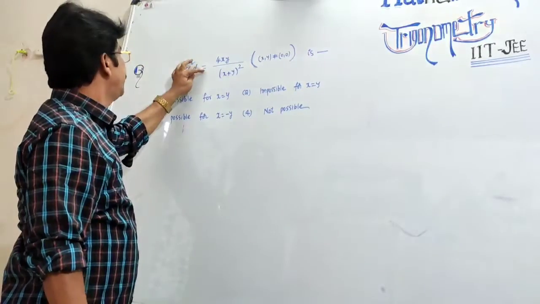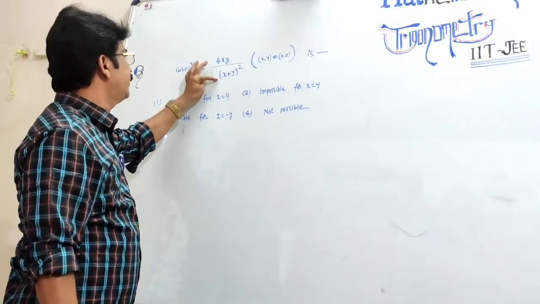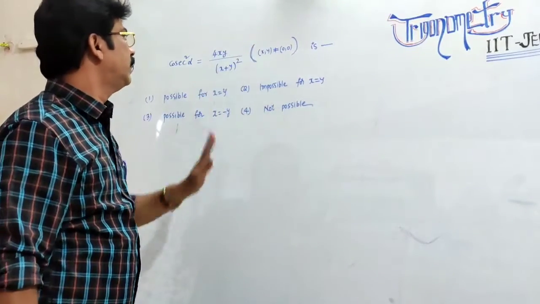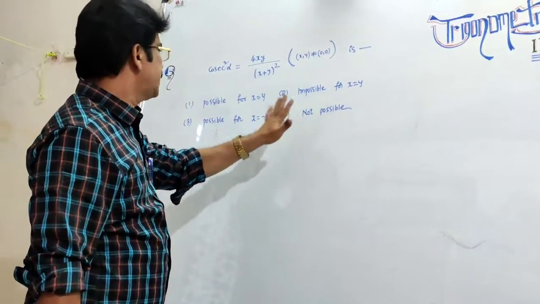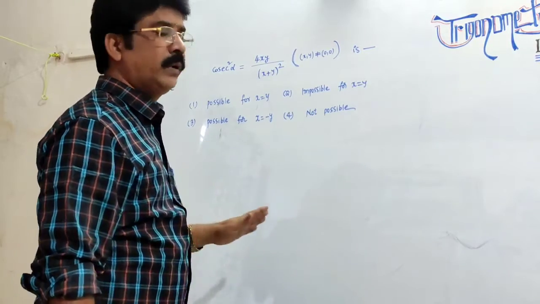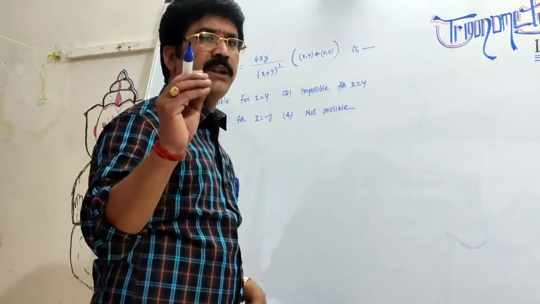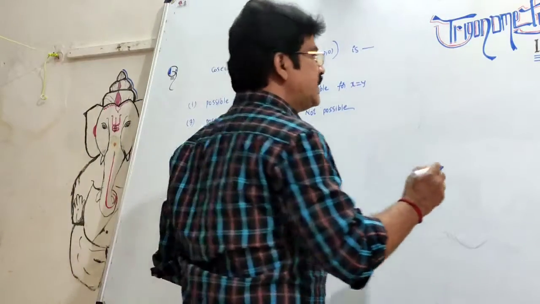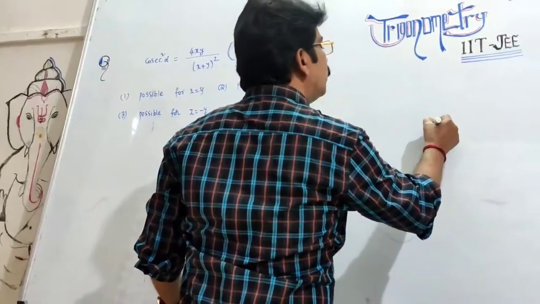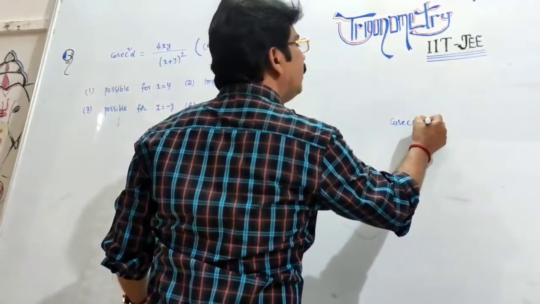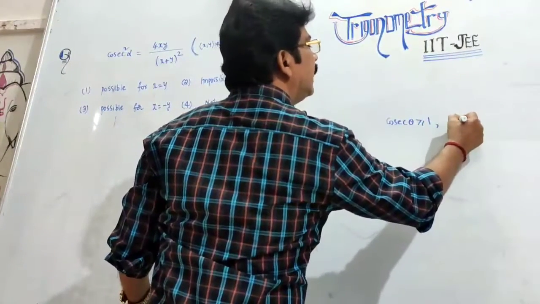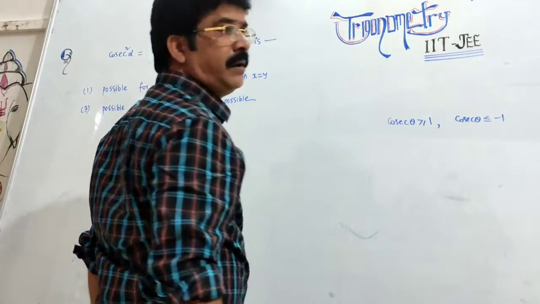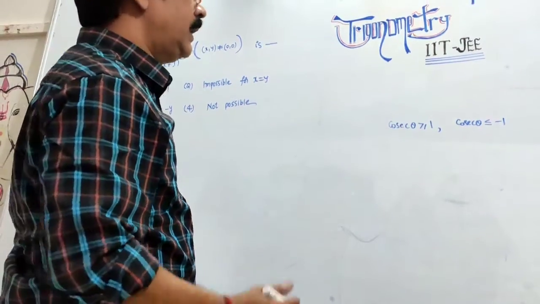Cosecant square alpha is equal to 4xy divided by x plus y whole square, where x is not equal to 0 and y is not equal to 0. Which statement is true? I already talked about the limitations of the six trigonometric functions. Once again I will recall: cosecant theta is always greater than or equal to 1, and sine theta is always less than or equal to 1, for all theta belonging to R.